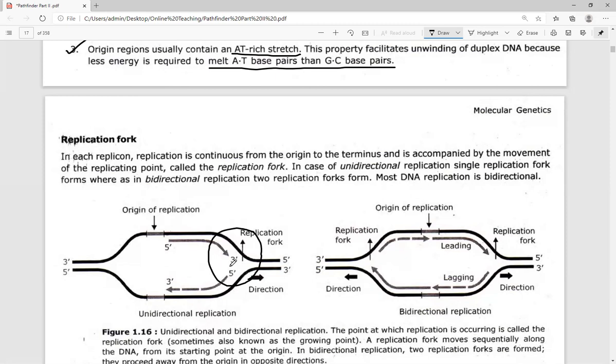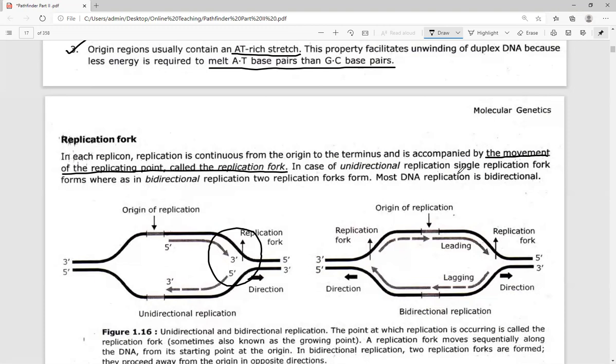Okay, and this is the direction in which the replication fork is going to move. So this replication fork is going to move in this particular direction. So what is this replication fork? The movement of the replication point over the dsDNA constitutes the replication fork. So this movement of this particular point in the direction of DNA replication constitutes the replication fork.